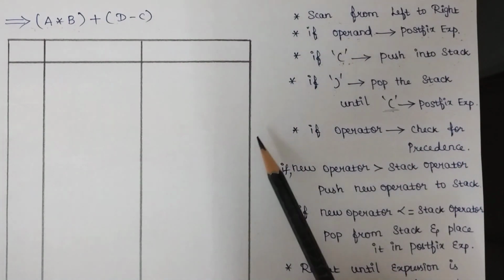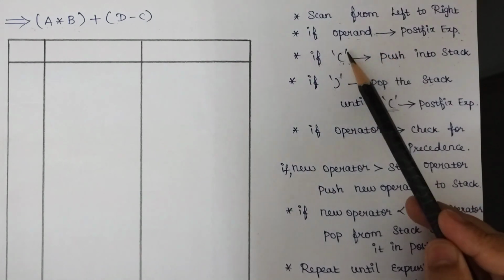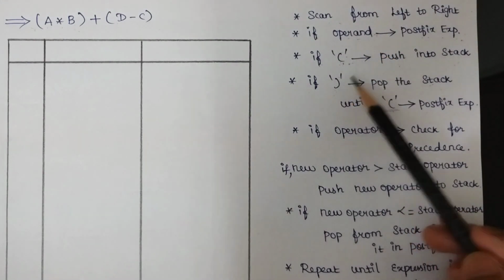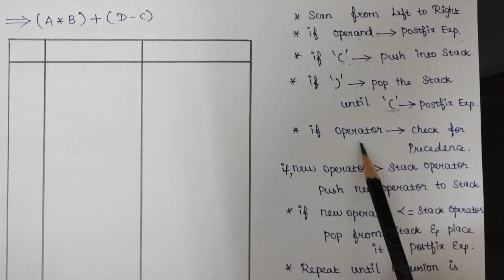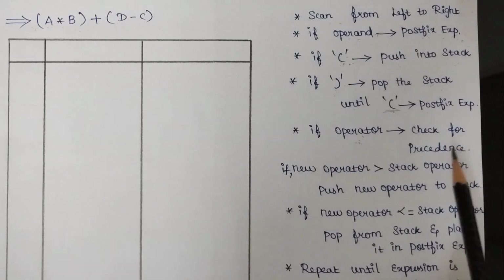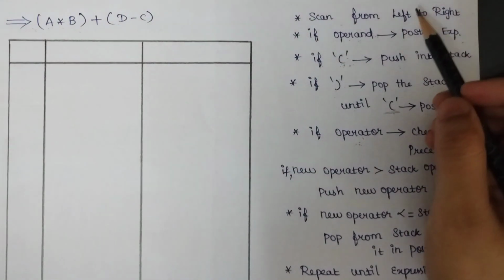If the character you scanned is not an operand, not an open bracket, and not a close bracket, then obviously it will be an operator. If the scanned character is an operator, what do you need to do? You need to check the precedence of that operator. So how do we check the precedence? We already know the precedences, right?